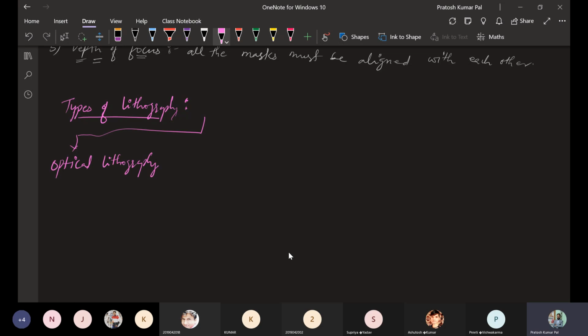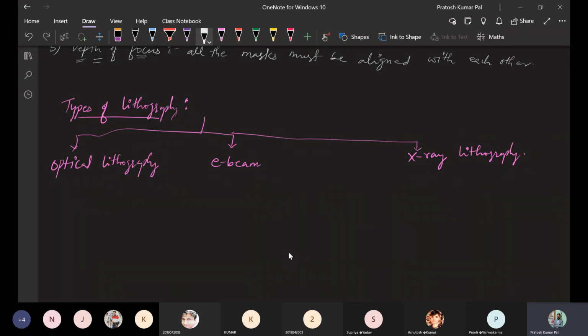So in the previous lecture, we have seen the photolithography. So photolithography is the same as the optical lithography. Okay. The next one is e-beam lithography. The third one is X-ray lithography. Okay. So there are three different types of lithography: optical, e-beam, and X-ray lithography.